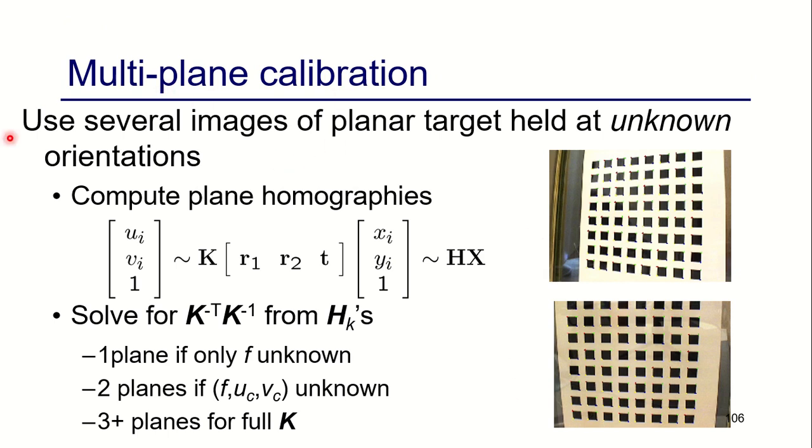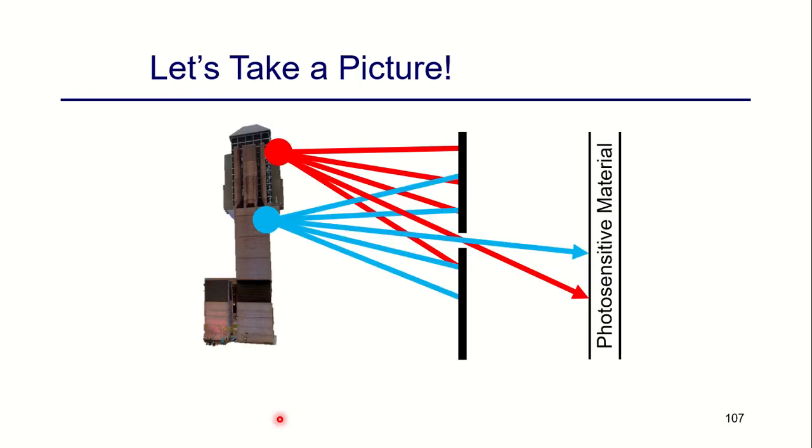In multiplane calibration, we use several images of a planar target held at unknown orientation. You compute the plane homographies ui, vi, which is this equation, and you are approximating it into H times X. You solve for K inverse transpose and K inverse from H. One plane if only F is unknown, 2 planes if F, uc and vc are unknown, and 3 or more planes for finding the full value of K.